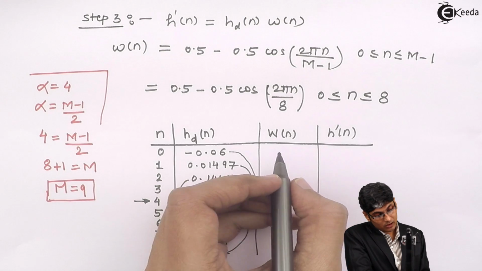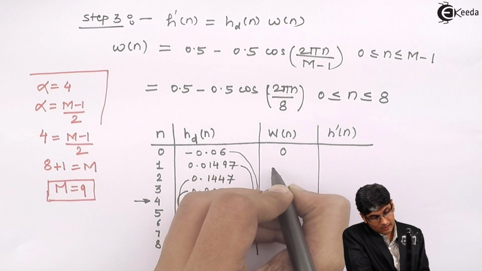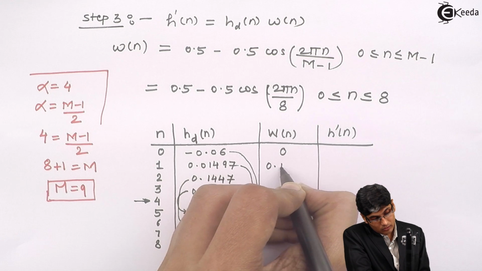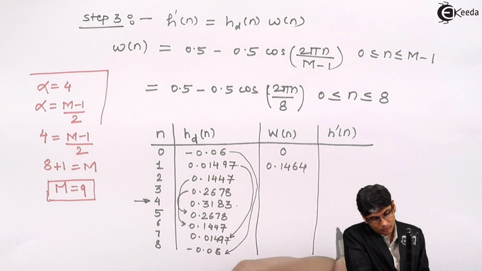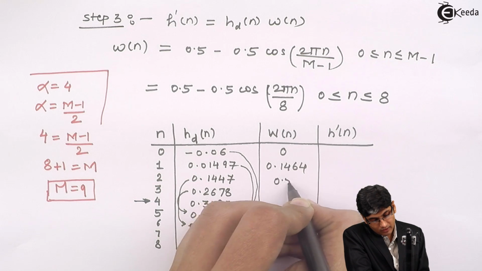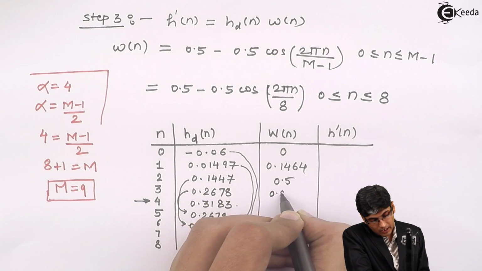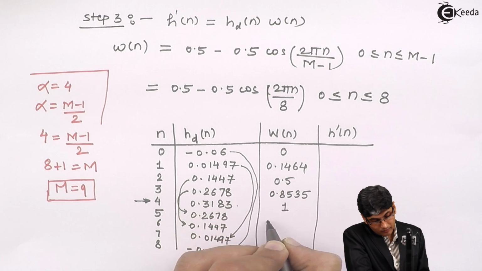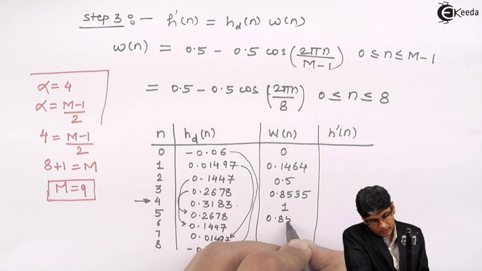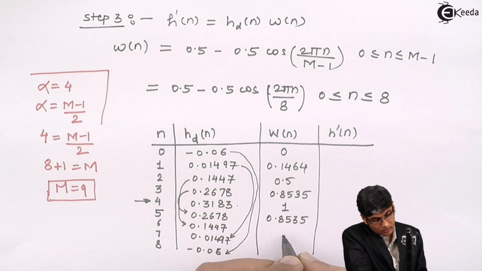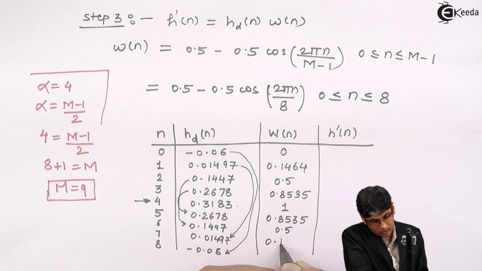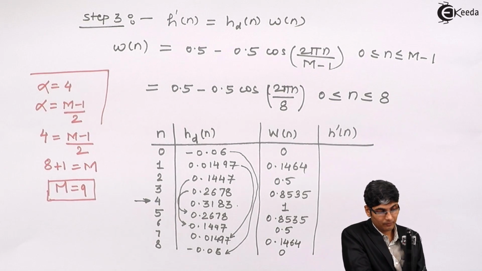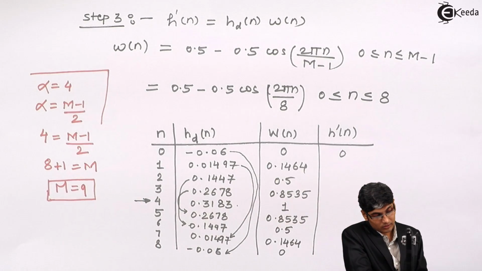Okay, in a similar way the window function gives the answer as 0, 0.1464, then 0.5, then 0.8535, then 1, then 0.8535, then 0.5, then 0.1464, and then it is 0. Okay, now when you multiply by 0 the result will be 0.